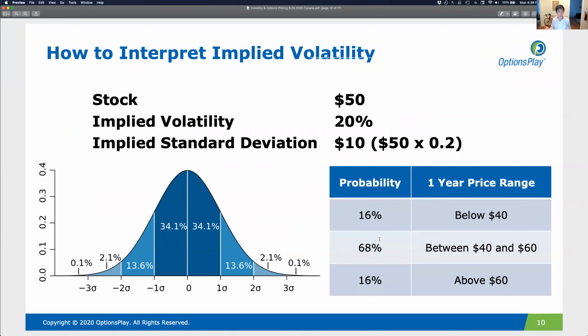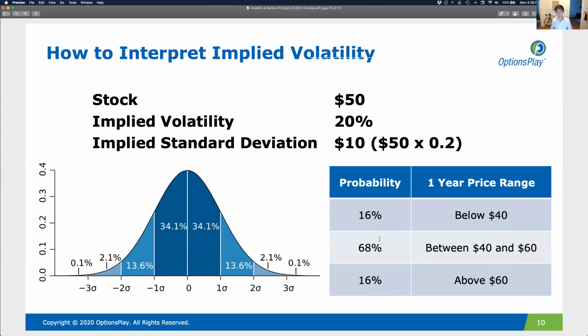So how do we interpret implied volatility? We talked about the difference between historical and implied. We talked about how the implied volatility is actually calculated. It's backed out of the call or put option price. And then we determined what goes into a call or put price. So now let's talk a little bit about, once we're able to calculate this implied volatility, why does that matter? And what does implied volatility actually mean?